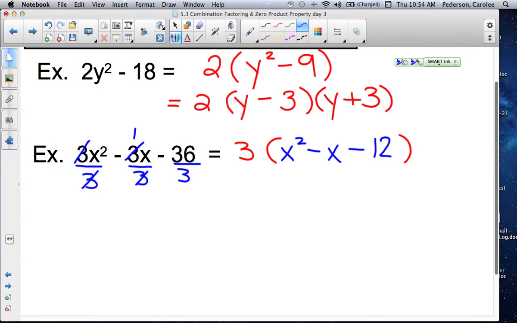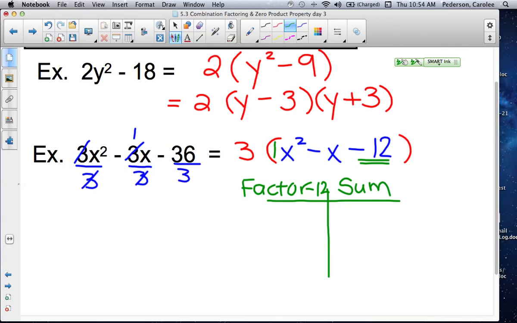Now I'm going to continue factoring within the parentheses. It's a trinomial. Its leading coefficient is 1. So I can use the T-chart method again. If it was not 1, then I'd have to use the AC method. So now I'm going to factor the C, which is negative 12. And then I'm going to add it to the middle term, B, which is negative 1. So now I set up my chart. I'm going to have you go ahead and see if you can find the factors of negative 12 that add to negative 1.